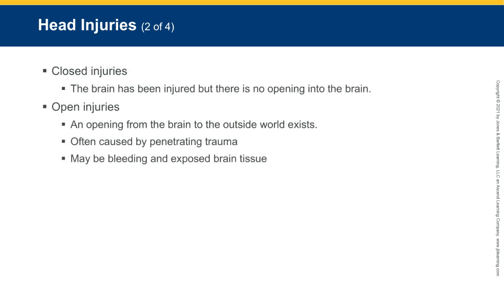Head injuries can be classified as closed or open. A closed injury means the brain is injured without an external opening, while an open injury involves a break in the skull, potentially exposing brain tissue. Open injuries often result from penetrating trauma and require careful management to prevent infection and further damage.